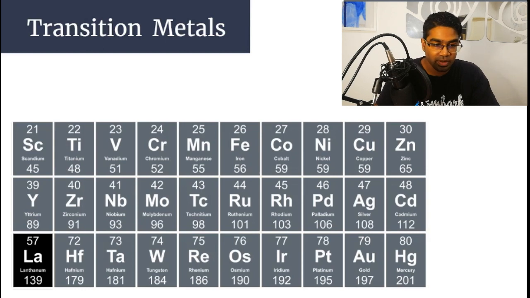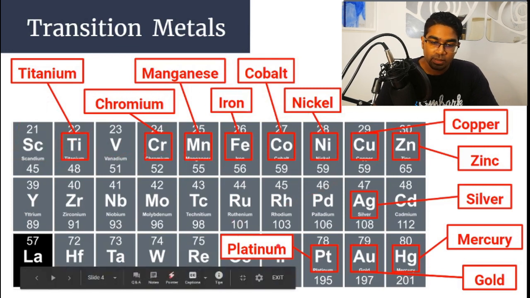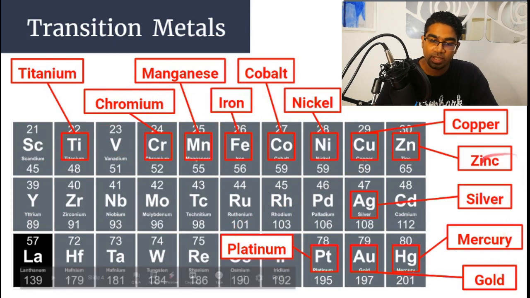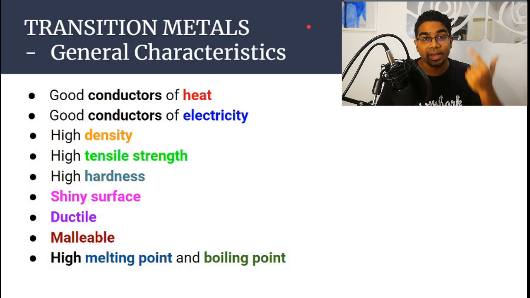Let's see some of the familiar metals here. Titanium is a transition metal. Then chromium, manganese, iron is here. Platinum is here. Gold, silver, zinc and copper. So all these typical metals are actually located in the transition metals in the periodic table. So let's look at their general characteristics. First of all, they are metals. So all metals are good conductors of heat and electricity. That is for sure.